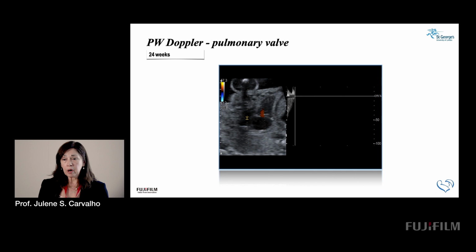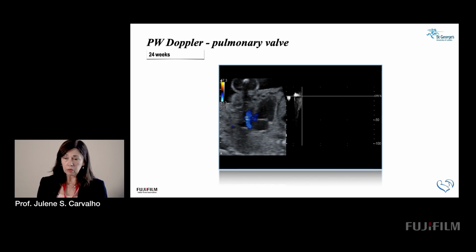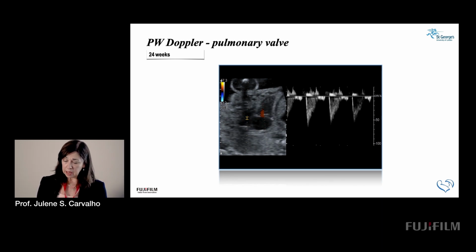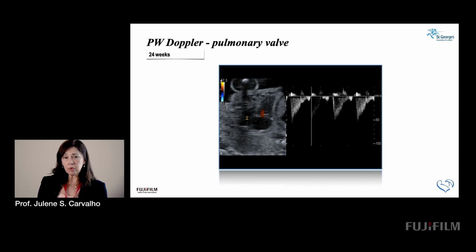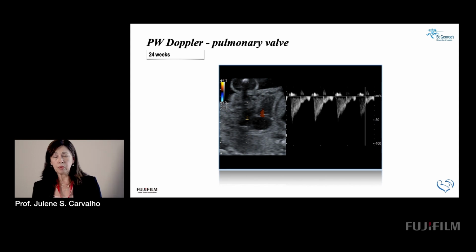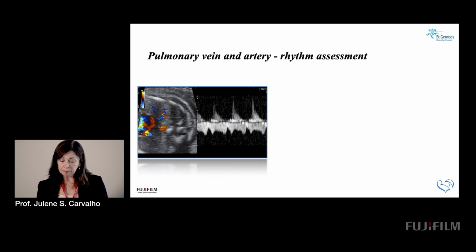So again, pulmonary valve in that particular position, it was not a good angle, had to go more or less sagittal to get your pulmonary. So very important to align your pulse wave with the flow direction. So you can see the waveforms for the arterial vessels.